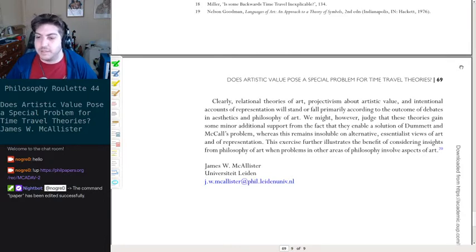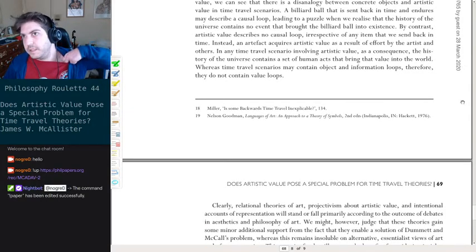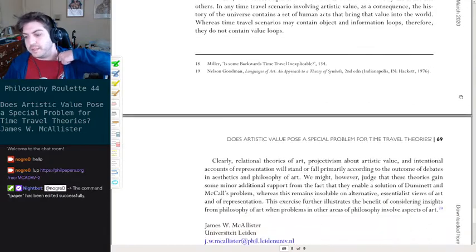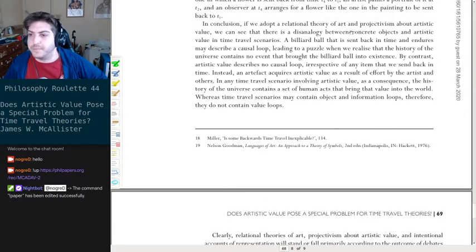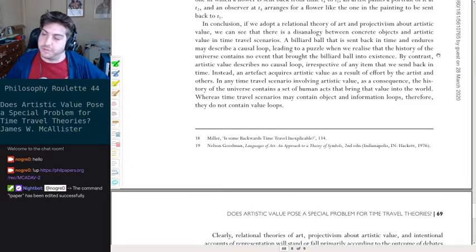This exercise further illustrates the benefit of considering insights from philosophy of art, where problems in other areas of philosophy involve aspects of art. Okay, so on these views, you don't get the same problems that you get with the concrete objects and information things. I do worry about revenge in this case.